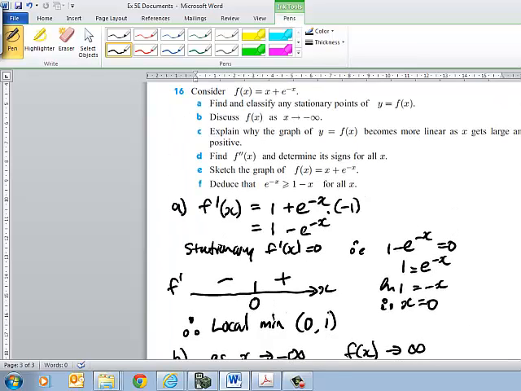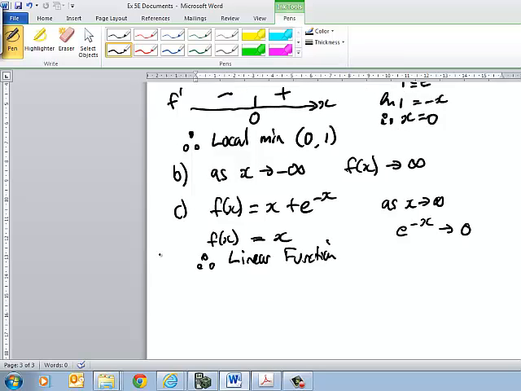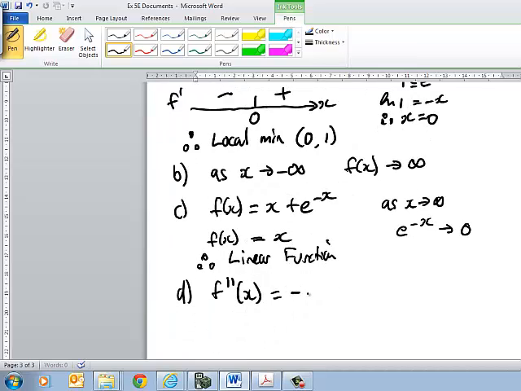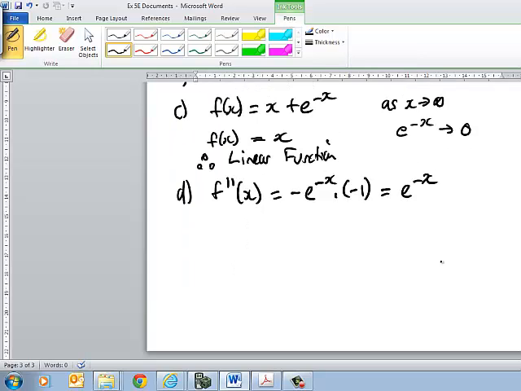Going to the next part: finding the second derivative and determining the sign for all of x. We already know from our graph what we're expecting to see. Because it's obviously convex, we're expecting to see that it's positive. So let's do it. f''(x) is going to be equal to, now our original first derivative is 1 take e to the minus x, so the 1 goes out and that leaves us with minus e to the minus x, and then we differentiate that, so that will be simply equal to e to the minus x. Now we know that e to the x is always greater than 0, so our second derivative sign diagram is just going to be positive, therefore convex for all x.